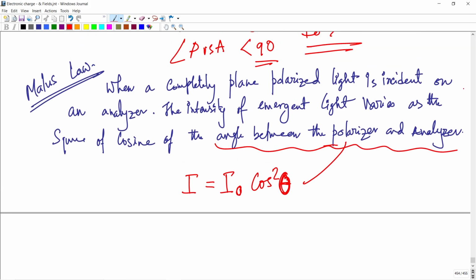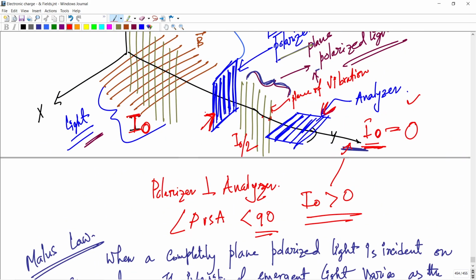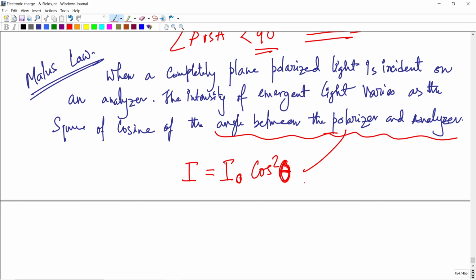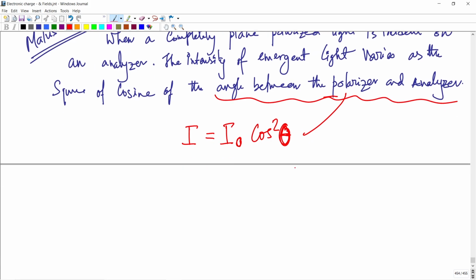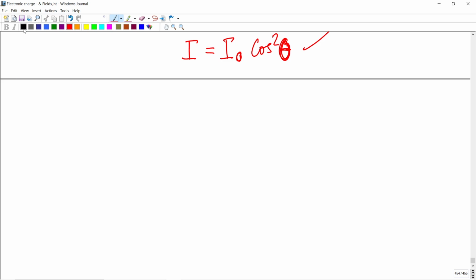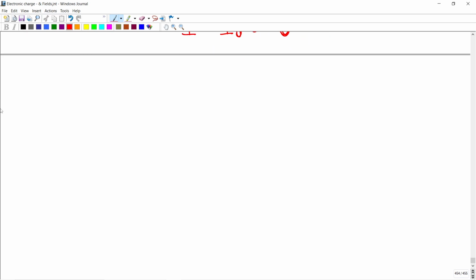So if the angle is slightly less than 90 degrees, we get some intensity here. That depends on Malus law and this formula. Now let's discuss polarization by reflection. That's a very important concept.